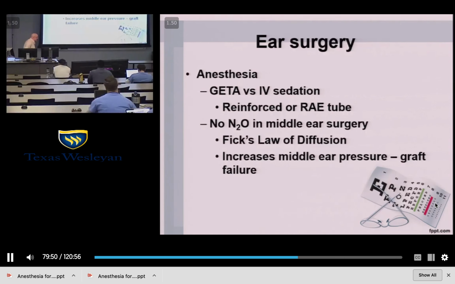Back to the nitrous oxide discussion. We didn't talk about it under eyeballs so much, but I didn't have a slide for it for eyeballs. But for ENT surgery, the same thing. Fick's law of diffusion applies. And so especially if you're doing a tympanoplasty, you're going to avoid the use of nitrous oxide because of the risk of expansion behind the eardrum and causing problems.